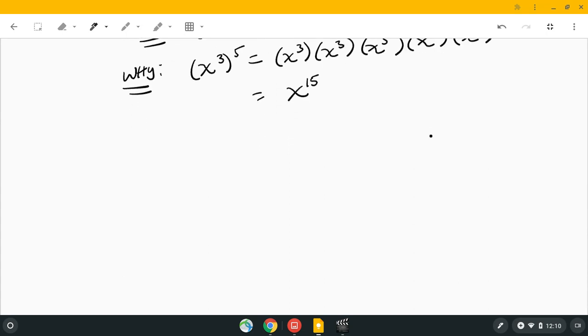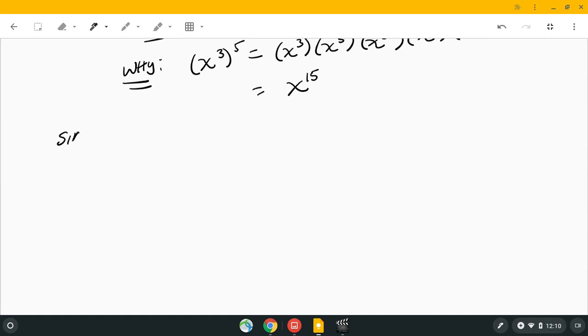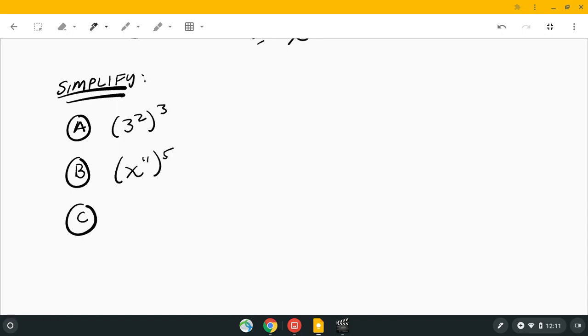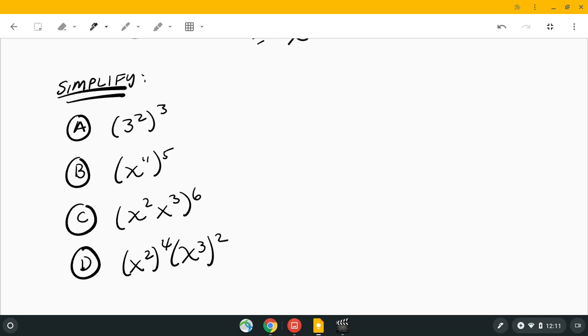So let's go ahead and simplify these. If I have 3 squared raised to the third, x to the 11th raised to the fifth, x squared times x cubed raised to the sixth, and let's do x squared raised to the fourth times x cubed squared.